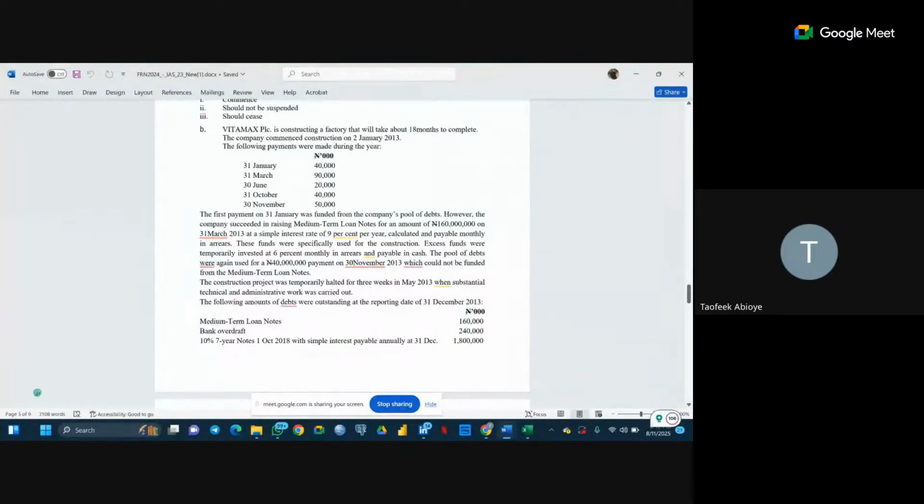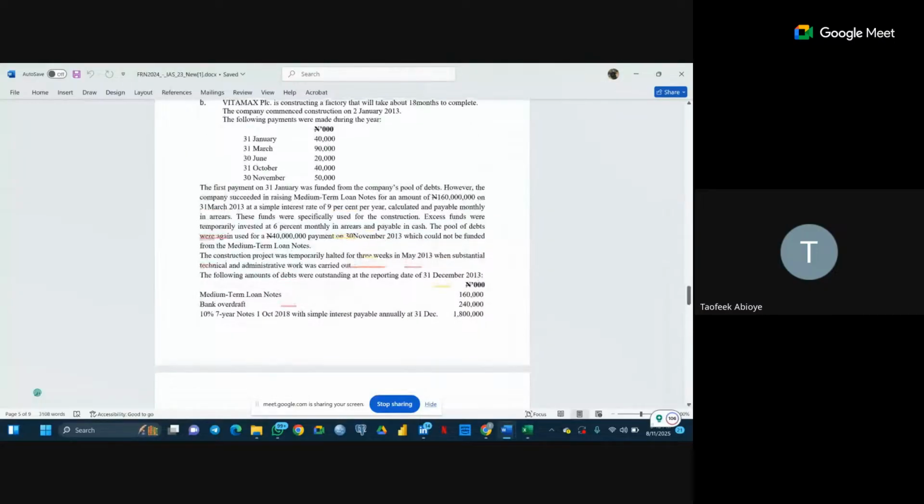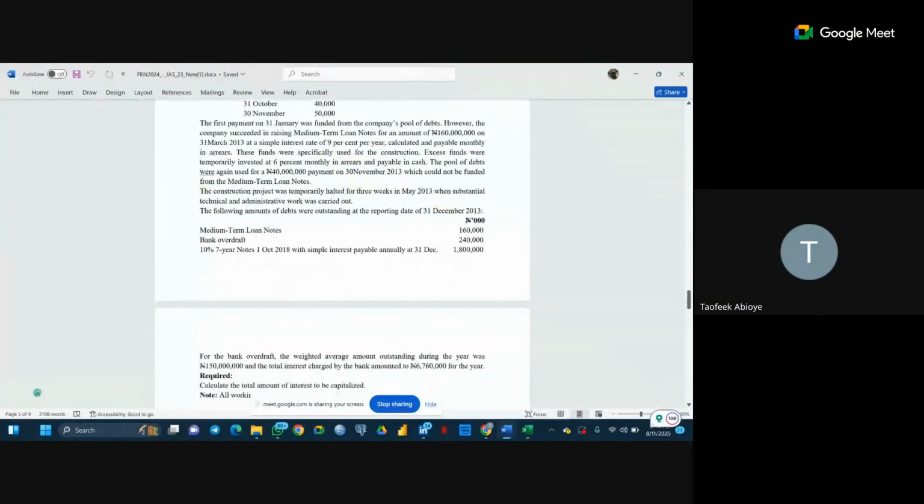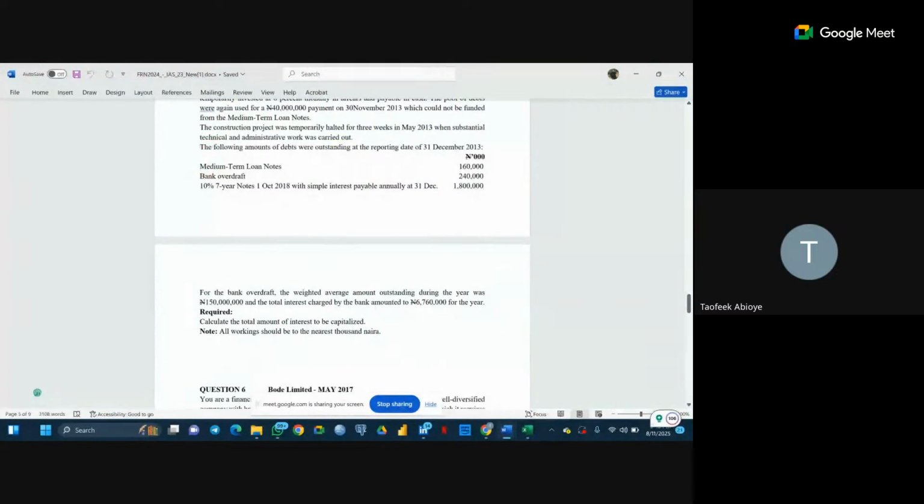The following amounts of debt were outstanding at the reporting date of 31st December 2013. We have medium-term loan notes, a bank overdraft, and 10% 7-year notes with simple interest payable annually. For the bank overdraft, the weighted average amount outstanding during the year was 150 million, and the total interest charged by the bank amounted to 6,760,000 for the year. Required: calculate the total amount of interest to be capitalized. All workings should be to the nearest 1,000.